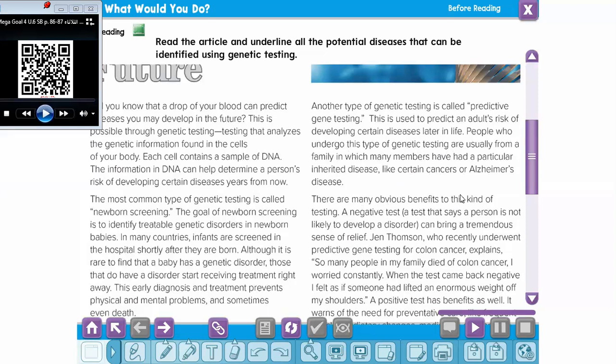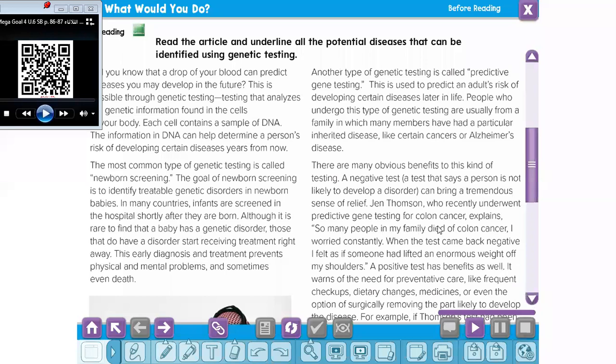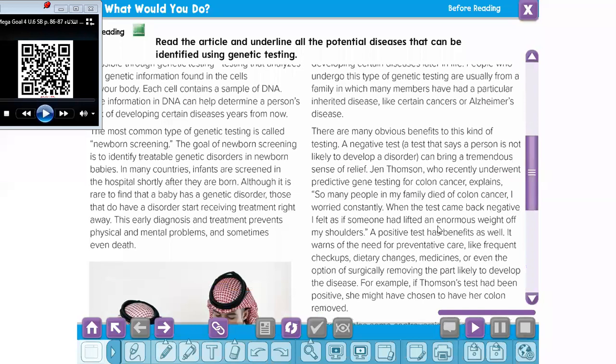There are many obvious benefits to this kind of testing. Negative tests that say a person is not at risk bring a sense of relief. Jen Thomas, who recently underwent predictive gene testing for colon cancer, explained: So many people in my family died of colon cancer. I worried constantly. When the test came back negative, I felt as if someone had lifted an enormous weight off my shoulders.